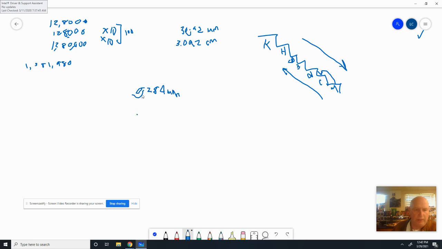So 0.284 millimeters is equal to 0.0284 centimeters. Now that's multiplied by 10. So that was 10 times greater. But it said 30 centimeters. How much greater is 30 centimeters than 0.284 millimeters? Well, 30 is right here, so 30 is on this side of the decimal point.